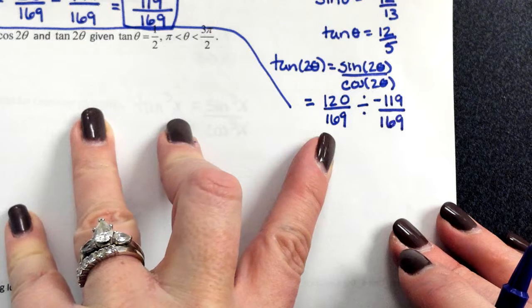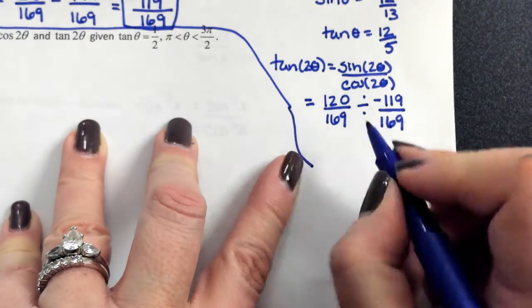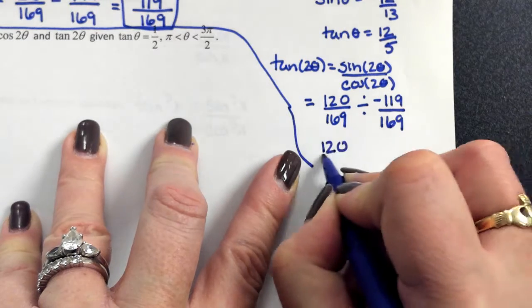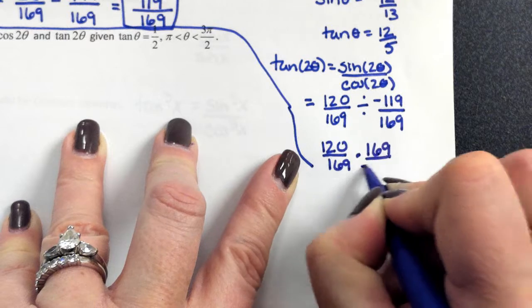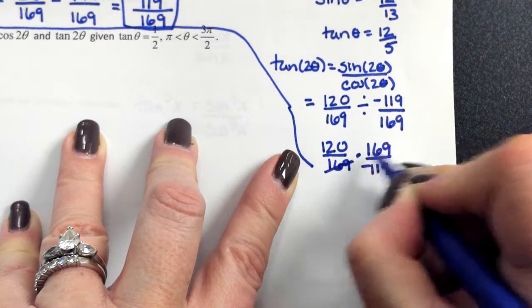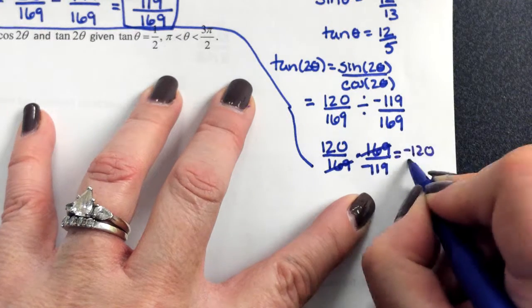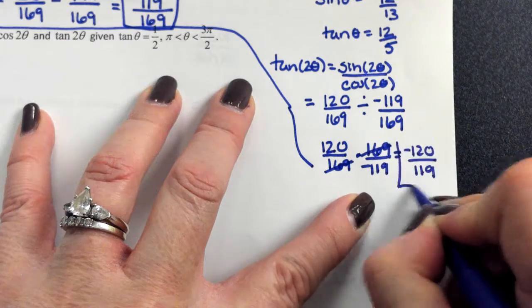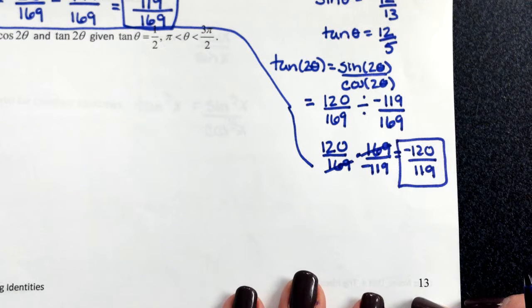How do you divide fractions? You're going to do what? Multiply by the reciprocal. And notice you can cross cancel the 169s. And you're left with negative 120 over 119. So any questions on how the double angle formulas work for sine, cosine, or tangent?